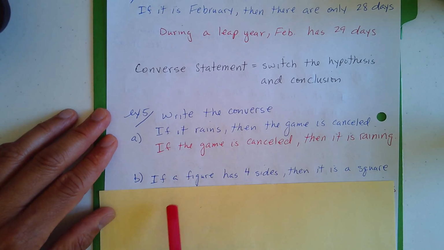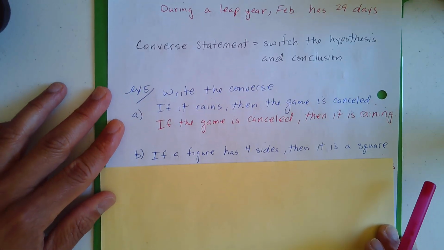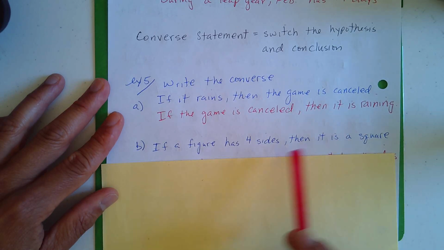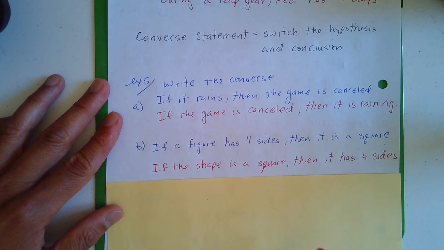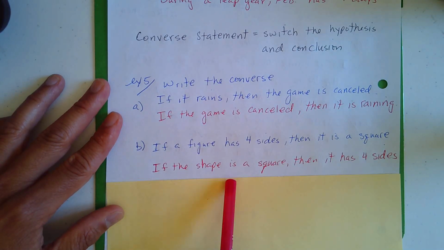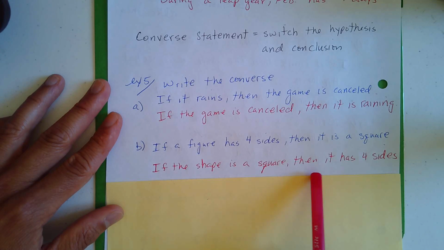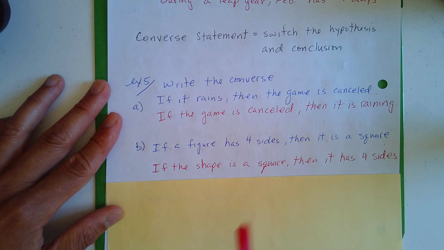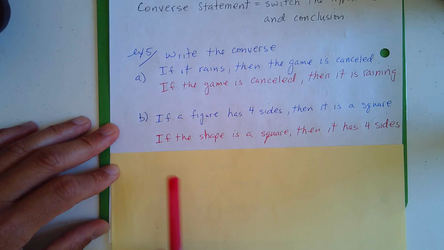Part B. If a figure has 4 sides, then it is a square. So the converse is move this for the hypothesis, move this part to the conclusion. So again, I had to add another word to make the statement grammatically correct. So if the shape is a square, then it has 4 sides. So this is the converse for this conditional statement. So all converses are conditional statements. If, then.